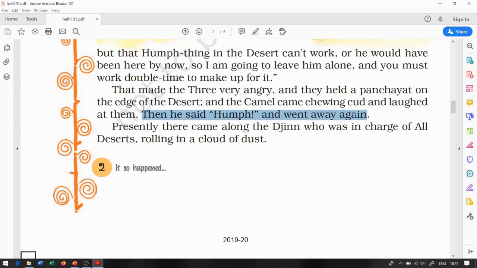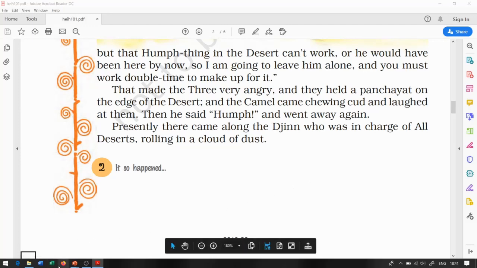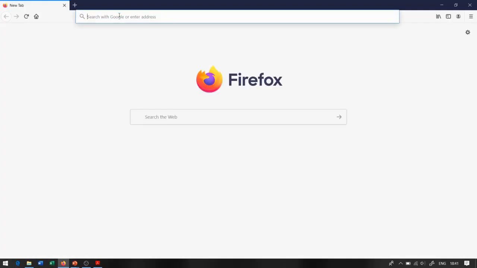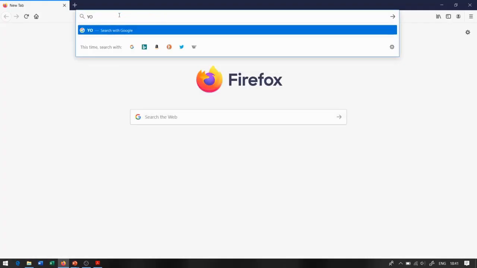Then he said humph and went away again. So the camel came back. They saw these three animals doing a panchayat. He was chewing cud. Okay, let me show you a video of what is chewing cud so you understand better. So what happens is that these animals don't digest their food in the stomach. Some of them digest half the food in their mouth itself.